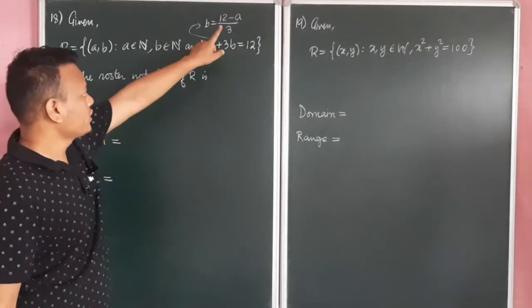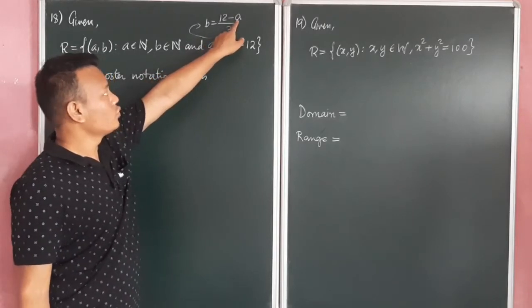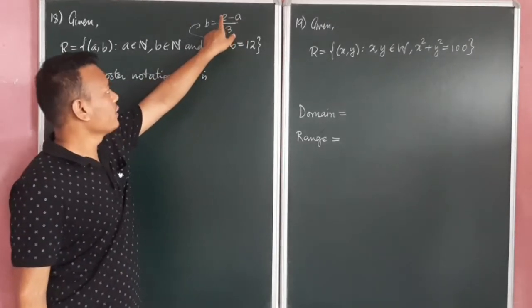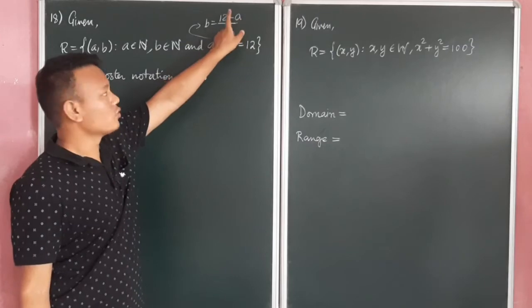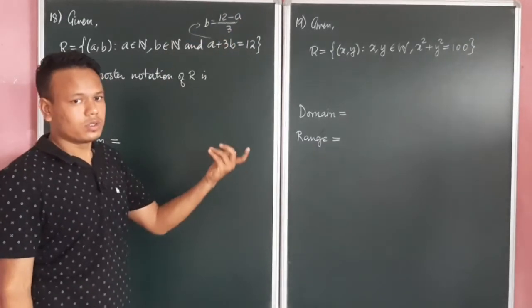Alright, now let's take another value for A. If I choose 2, then we have 12 minus 2 is 10, so 10 by 3. Again that is also not a natural number.